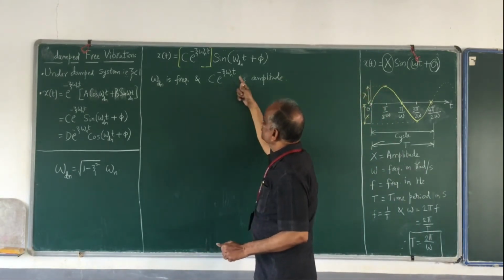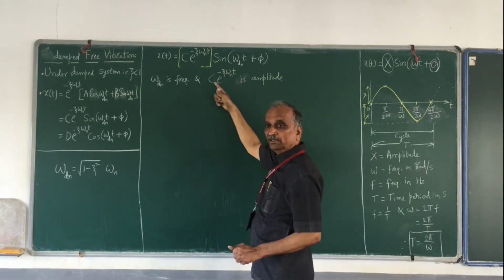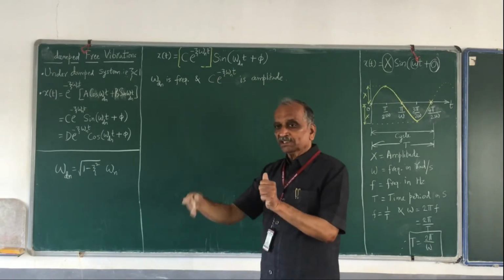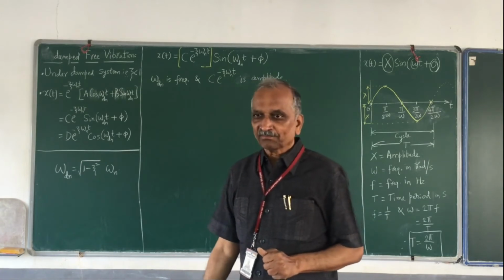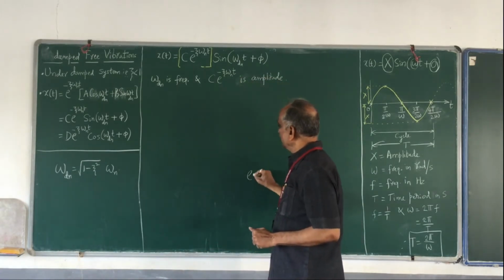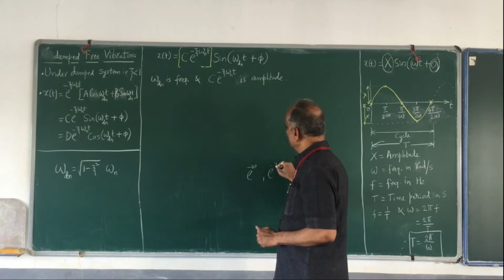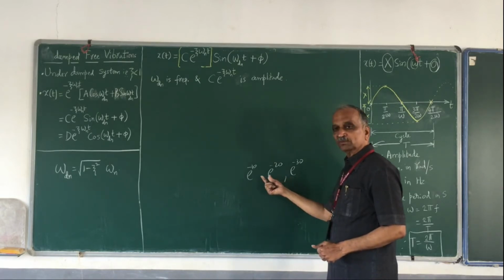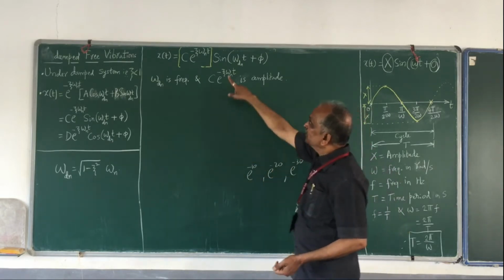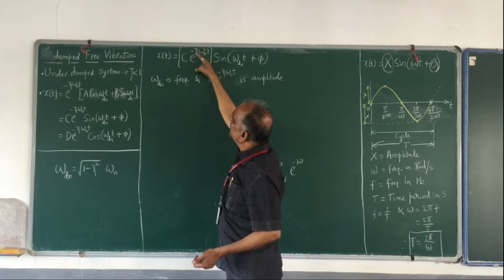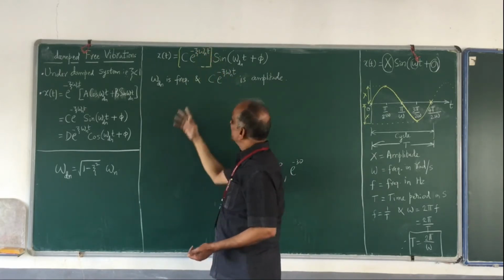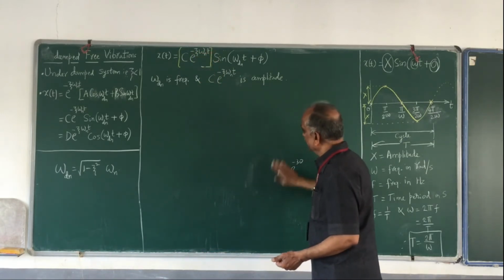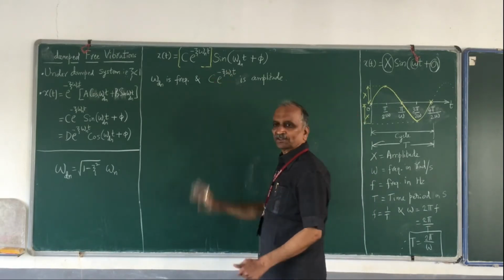In fact, this term e raised to minus zeta into omega n into t is going to become smaller and smaller as t increases. So, for example, e raised to minus 10, then e raised to minus 20, e raised to minus 30, like that. This is smaller than this. As t increases, zeta into omega n is constant, and that into t becomes larger, and therefore its value is going to decrease. C is a constant.